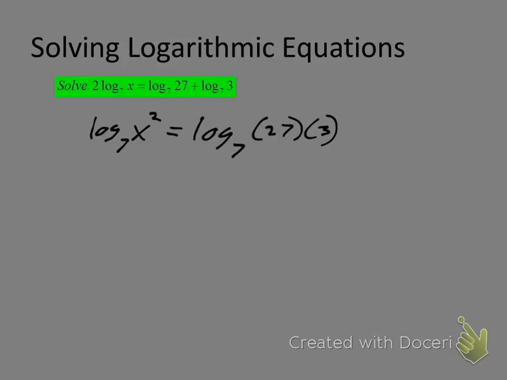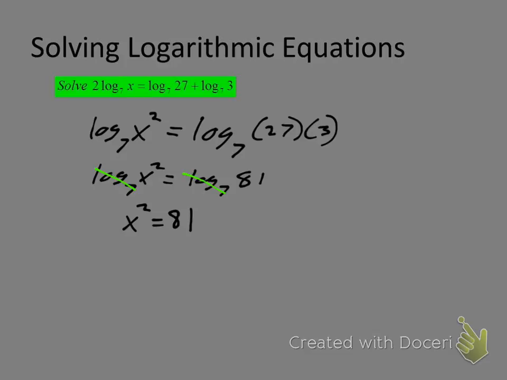And then just to make it clean and nice, we have log base 7 of x squared equals log base 7 of 81. So you're applying your properties to get it to look like a 7.4 problem where you just have two logs on either side. From there you can cancel the logs out, which leaves you with x squared equals 81.